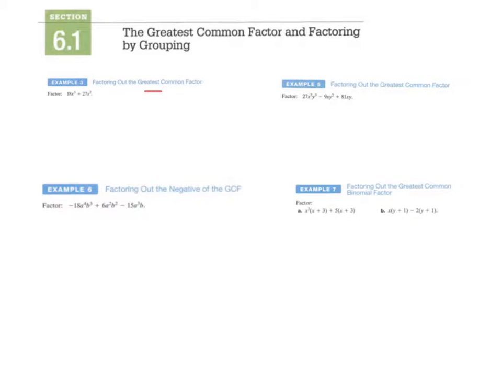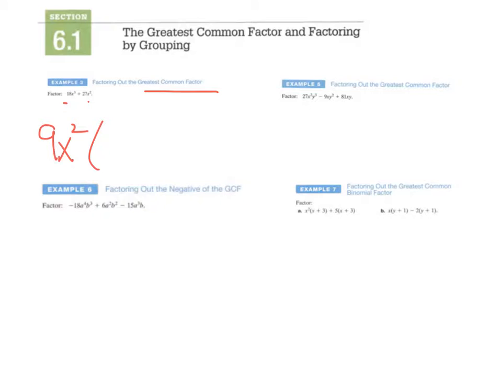To factor the greatest common factor, we need to know the number that goes into both of these numbers, the largest number. And the largest number is 9. In the variables, all we do is take the lowest exponent. So we have x squared and x cubed. X squared is the smallest. Then you put parentheses, because we're multiplying, and we divide.